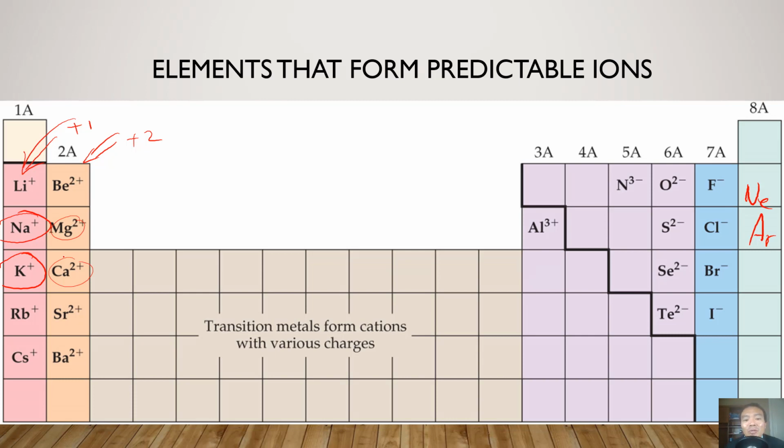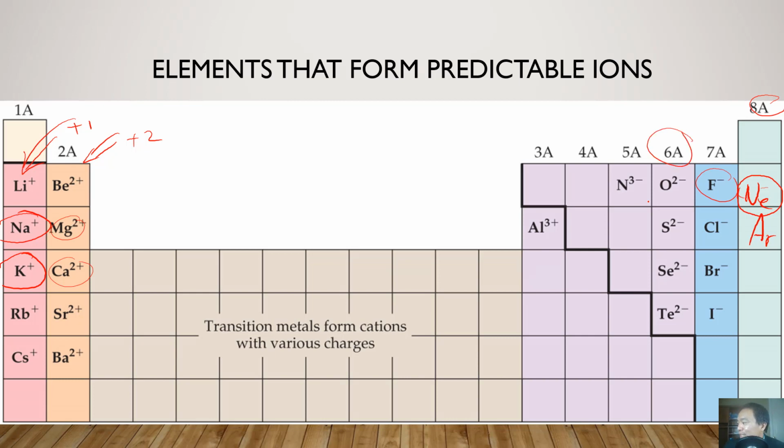Similarly, if you are already close to the 8th column, like fluorine, if you gain 1 electron, you will become the same electronic configuration as that of neon. So that's why you want to gain 1, not gain 2, because it would be too many. It will be 1 more than neon. That's why you gain 1.